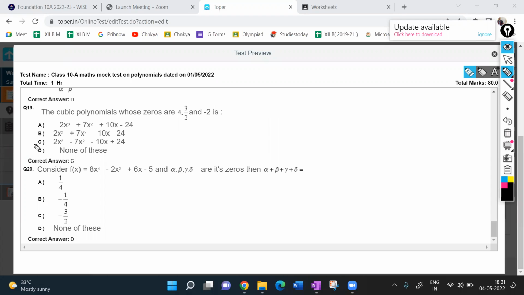Option C is satisfying, guys. Very simple question. Hello, guys. Are you here? Shall I go for the next question? Yes, sir. It is a very simple question. So let's not waste much time.